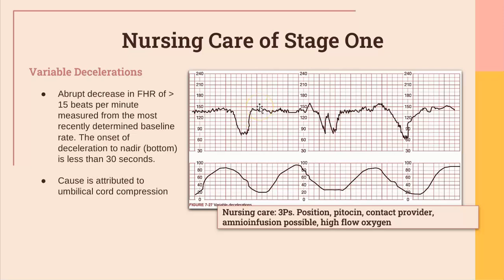Your nursing care is going to be the 3 P's. If mom is being induced or has Pitocin running, you're going to stop that. You're going to change her position, because sometimes position can be all that's needed to stop those. You're going to contact your provider. An amnio infusion might happen, which is where you're infusing normal saline into the amniotic sac to give the baby some more buoyancy. And you're probably also going to use high flow oxygen via face mask.